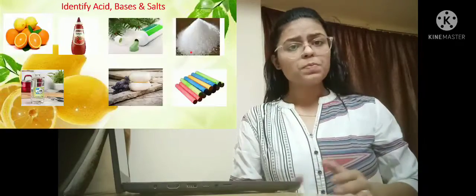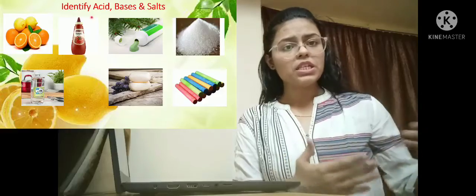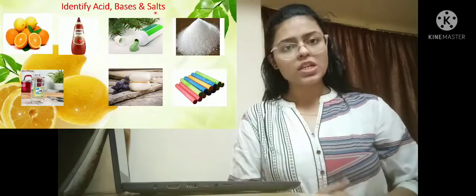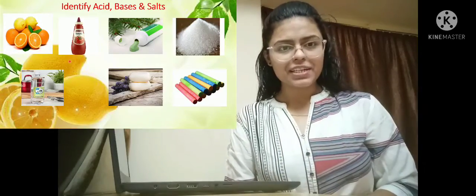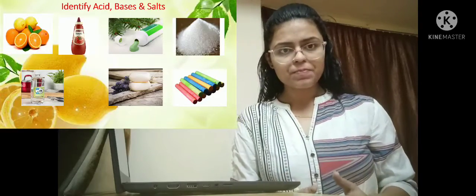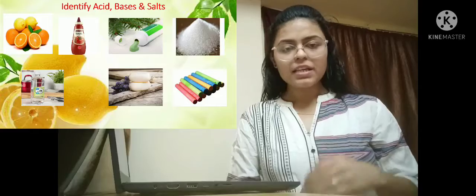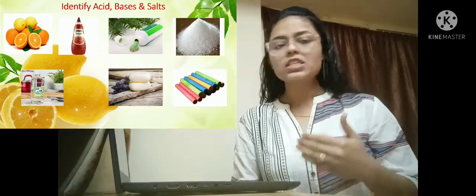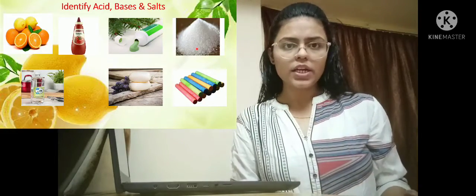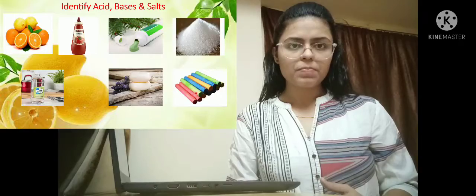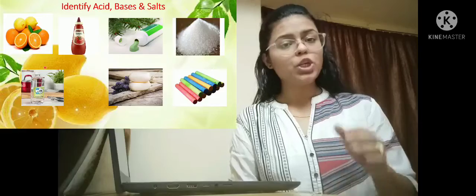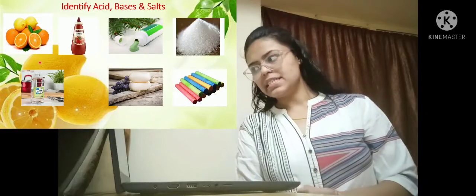Now let's play one game where I'll give you different stuff and you have to identify which one is acid, which one is base and which one is salt. So are you guys ready for it? Let's start. The first one is lime or oranges. Second is tomato ketchup. Next is vinegar. Fourth is toothpaste. Next are soap bars. Other is salt. And the last one is chalk stick. Pause this video for a minute or two and try to identify it by yourself only. Now let's see the answers.